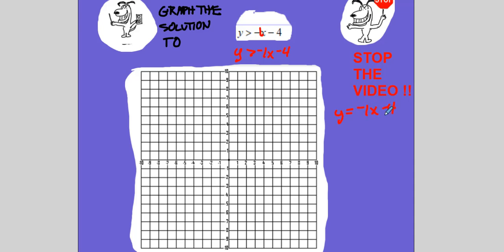Second, replace that inequality sign with an equal sign. This is your boundary equation. Then plot the boundary equation. The y-intercept is -4. Slope is -1. So I go over 1, down 1, over 1, down 1, over 1, down 1. I could go back 1, up 1. This is a dashed line.